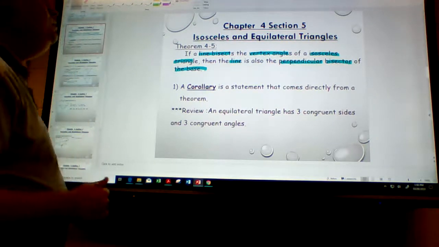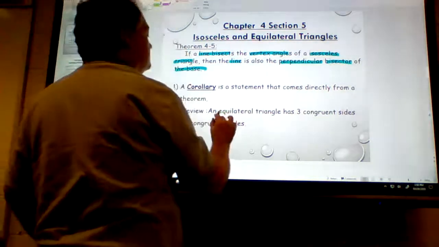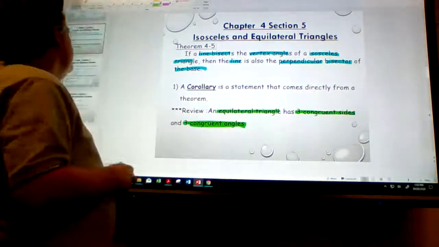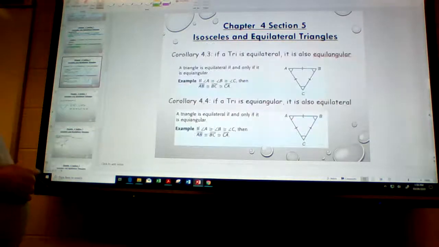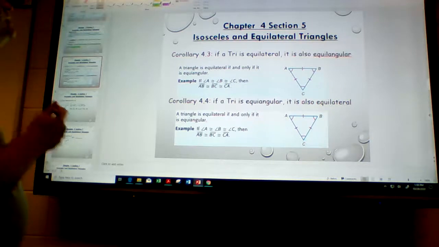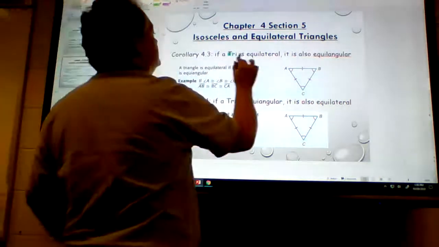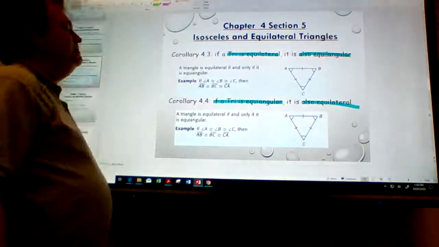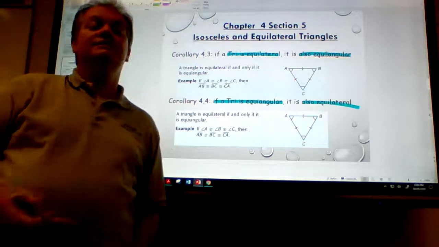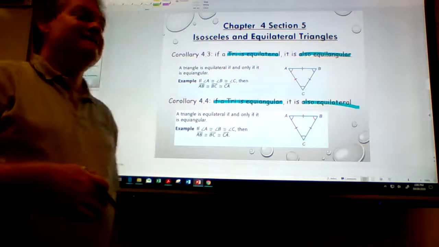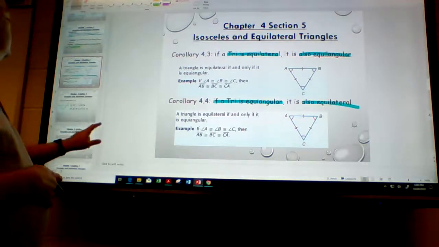So, an equilateral triangle has 3 congruent sides and 3 congruent angles. So, that's what you need to know. All right. Now, corollary 4.3 says if a triangle is equilateral, it's equiangular. Corollary 4.4, if a triangle is equiangular, it's equilateral. You don't need to remember those numbers. Just know that an equilateral triangle has 3 equal angles. And by the way, their measure is 60 degrees.